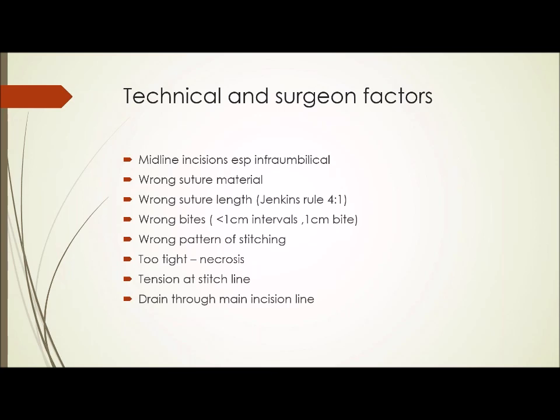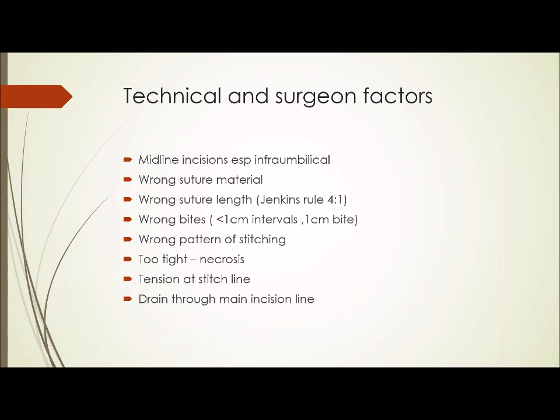Then wrong suture length. We already talked about that. It should always be more than 4:1. Wrong bites. It should be less than 1 centimeter, and less than 1 centimeter interval. Wrong pattern of stitching. Too tight. Never be too tight. I've seen residents doing it tight, tight, and tight. Why? They want to have very good apposition. Don't do it. Not only residents, even surgeons do it. The tighter you do it, the more necrosis is going to occur. The more the post-operative necrosis, the more the chances of incisional hernias, right?